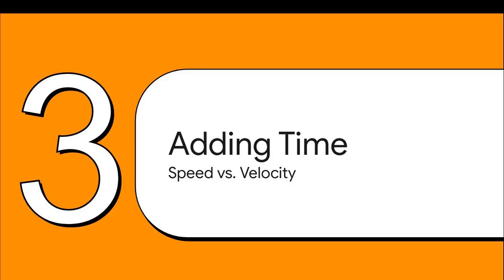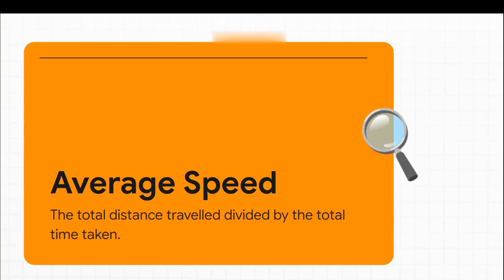Okay, so we've covered the where. Now, let's add the when. As soon as we bring time into the picture, we get to upgrade our descriptions from just distance and displacement to speed and velocity. Average speed is pretty much what you think it is. You just take the total distance you traveled, that whole winding path, and you divide it by the total time it took you. It just tells you, on average, how fast you were covering ground.